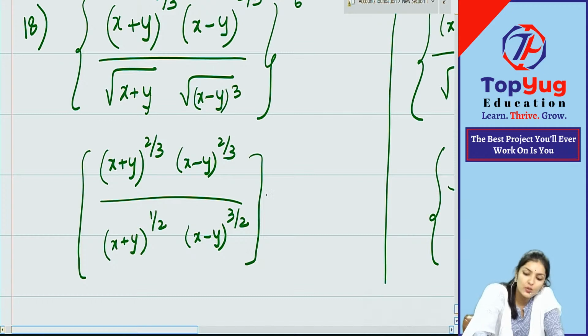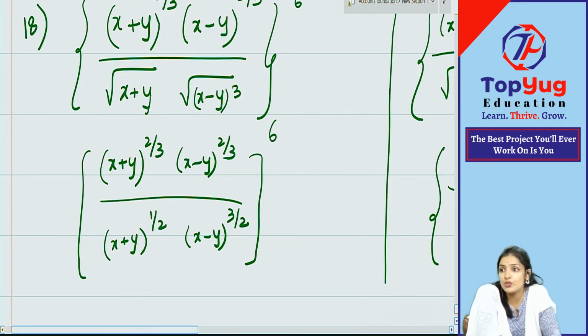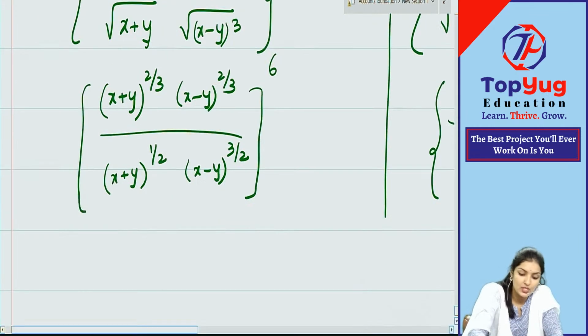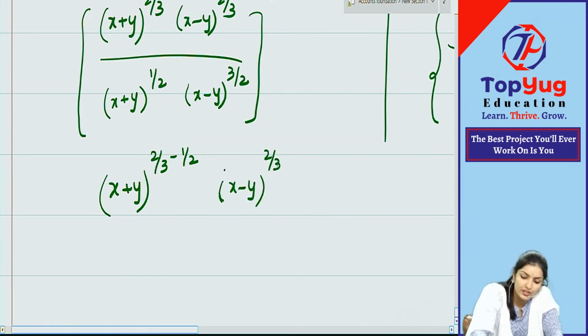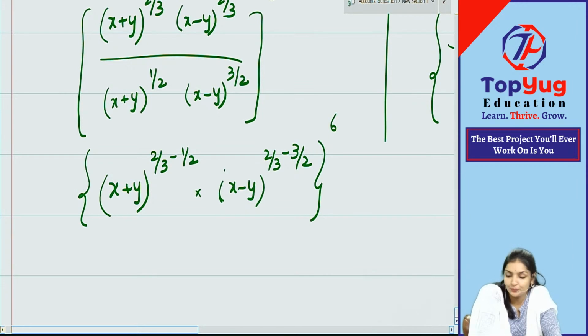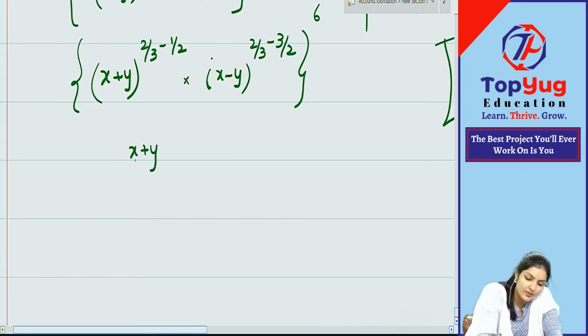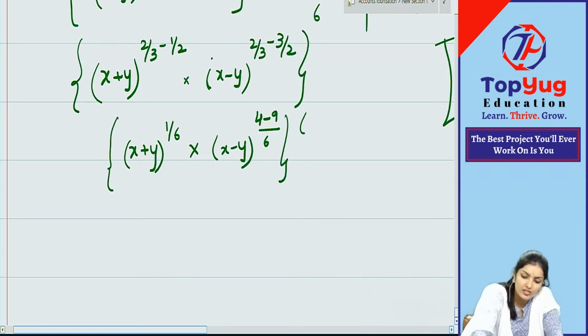Now can you cancel over here? You cannot cancel, but we have to use the formula a to the power m divided by a to the power n is equal to a to the power m minus n. So I would be using the same: (x plus y) to the power 2 by 3 minus 1 by 2, right? Now (x minus y) to the power 2 by 3 minus 3 by 2, to the whole power 6. Am I clear? Now this I can write as (x plus y) to the power 1 by 6, we have just done that. Similarly, for x minus y I have to take LCM, 4 minus 9 by 6, to the whole power 6.